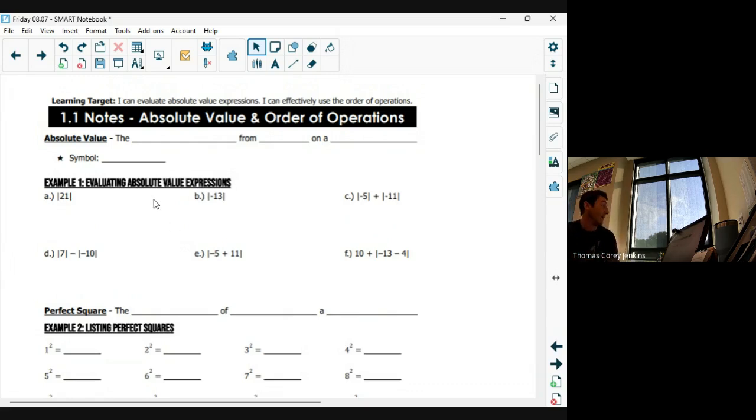Okay. All right, so what is absolute value? I'm glad you asked, class. It is the distance from 0 on a number line. All right, so distance from 0. And I apologize about my handwriting. Hopefully I'll get the touch screen fixed soon.